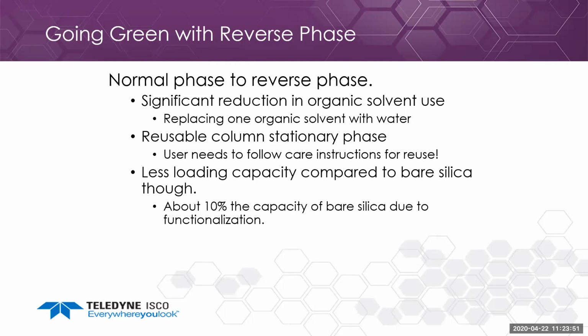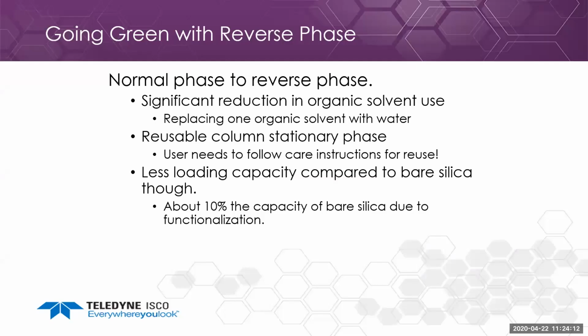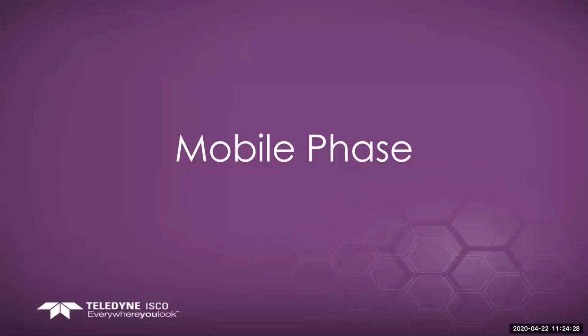The only problem with reverse phase is that you're going to have a little bit less loading capacity compared to the bare silica, about 10% the capacity of bare silica due to functionalization. But it definitely allows you different selectivities to optimize your purifications. So you can easily do multiple runs also with some of these systems, definitely on the prep HPLC system. You can do multiple injections without any user interaction, basically. You can do multiple runs easily.